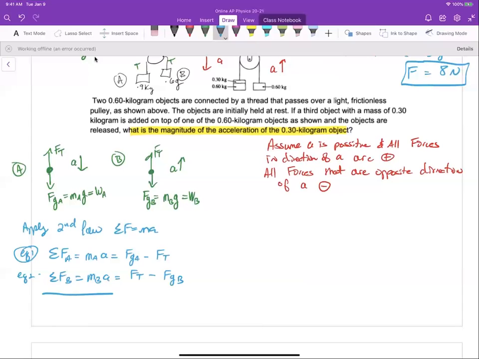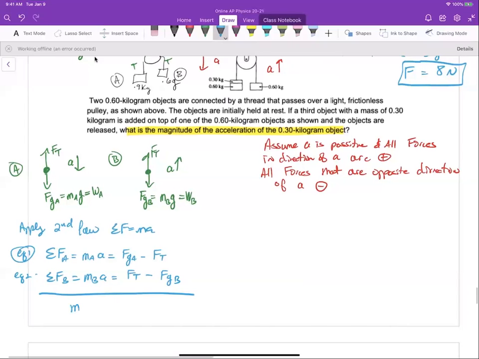Now I can add all these up. I can also plug in the symbols for FG, which is the mass times acceleration due to gravity, and I will get (MA plus MB) times A is equal to MAG minus MBG.